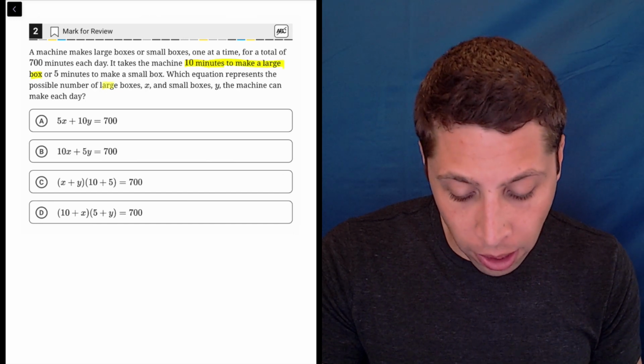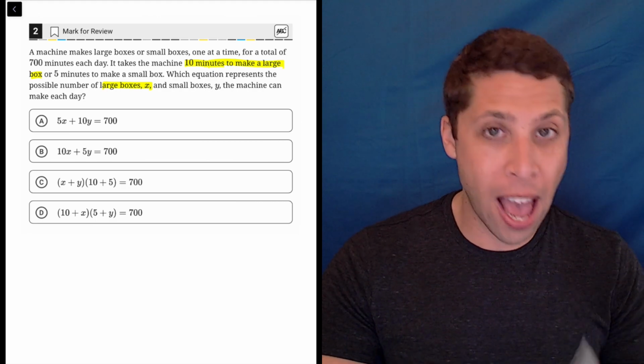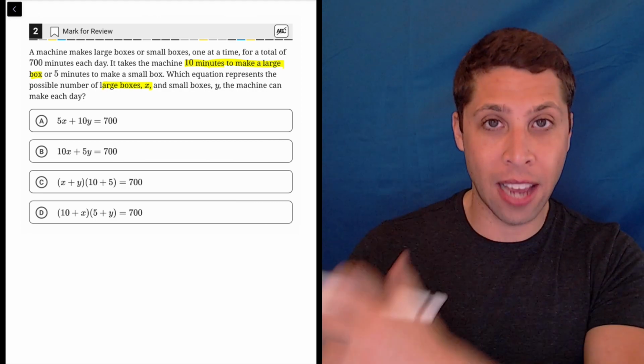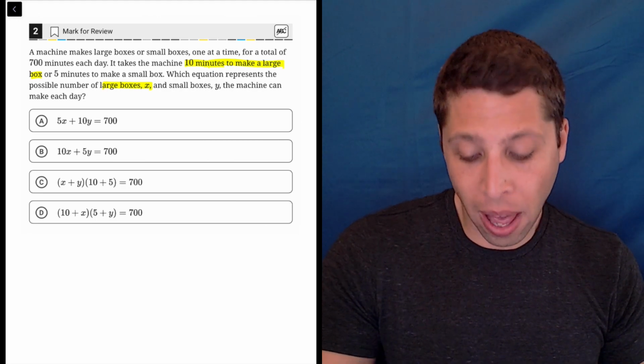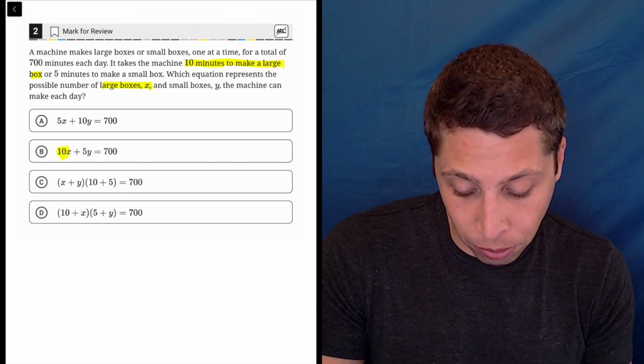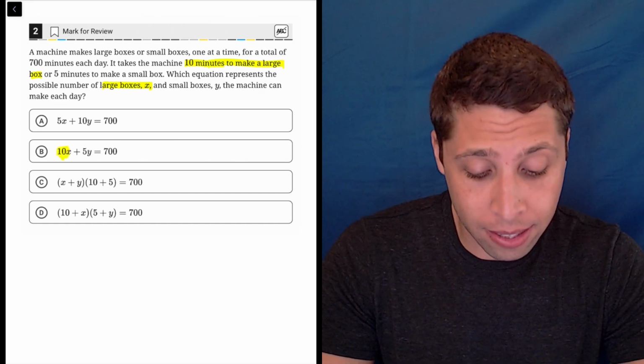Well, later on, they say that the large boxes are the X variable. So I want the 10 to go with the X. And so that might just be enough to get the right answer. The only one that really has that connection is choice B, and that is the answer.